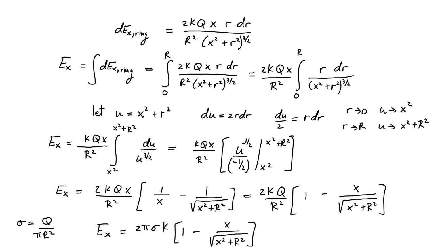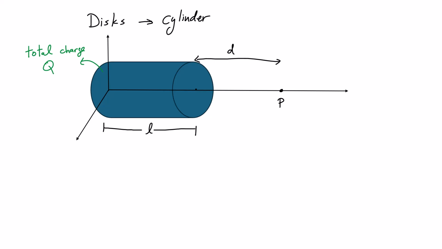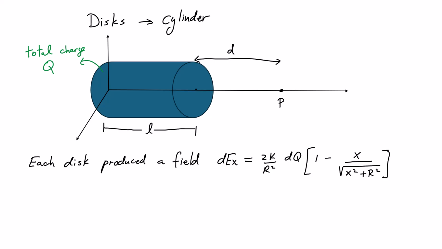And now all you want to do is consider a whole series of disks in order to find the field produced by a cylinder. All right, let's go finish off the problem. Okay, so we're now going from disks to a cylinder. Again, each disk now produces a field at that point that is given by this expression here.